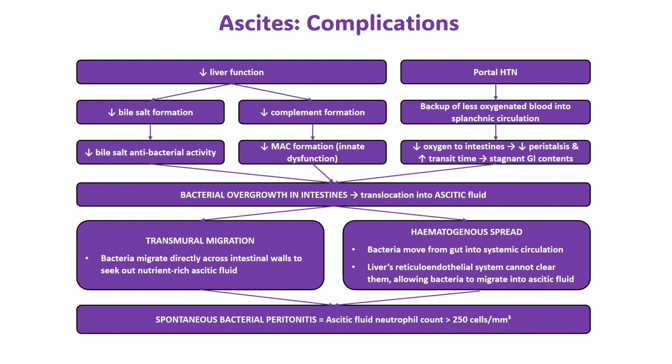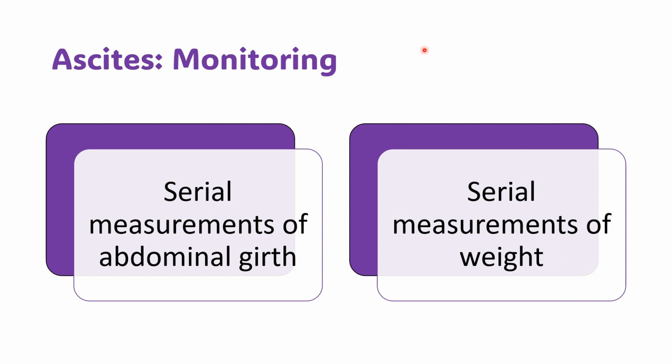Just to wrap up the video, we can talk about the monitoring of ascites. So we can either do serial measurements of abdominal girth or serial measurements of weight. And recent changes in weight are much more likely to be due to water loss or gain rather than changes in fat or lean muscle mass amount. Okay, so that draws the video to a close.